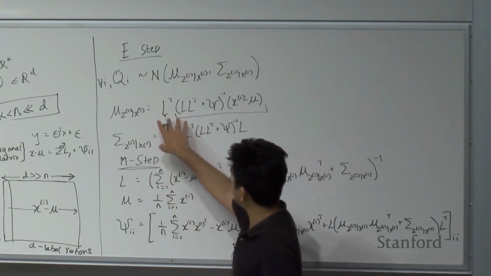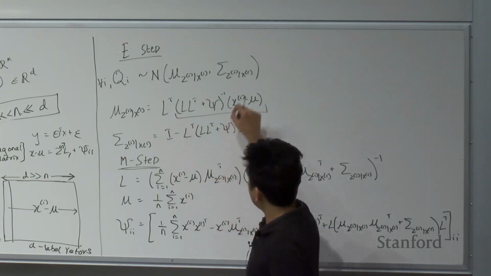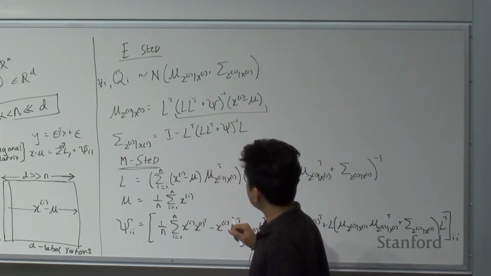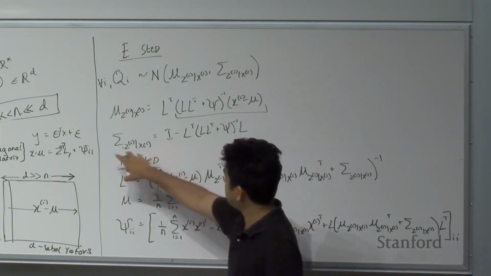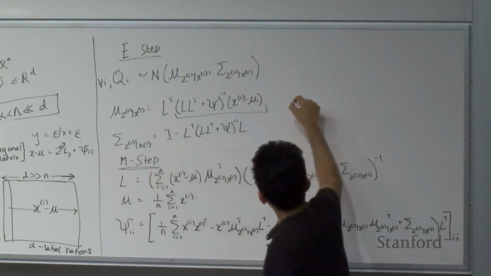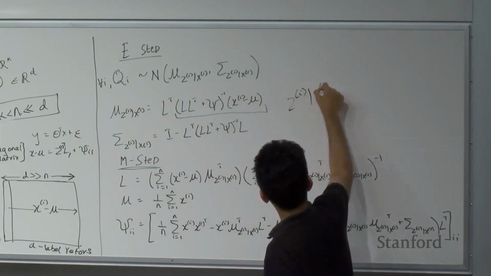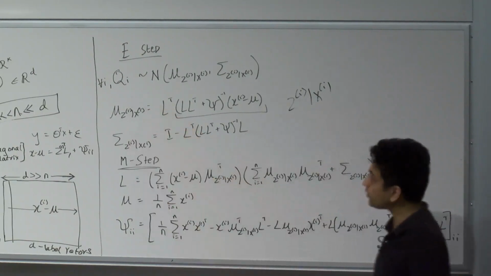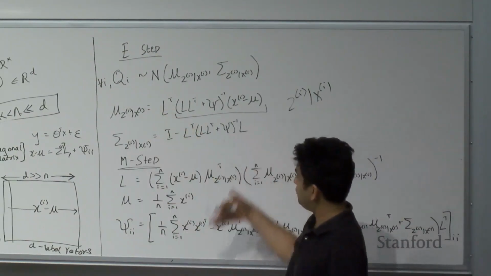So this is just like transforming in the case of multivariate Gaussians, and this is the Schur complement from which we get the covariance of z given x. So the goal here was we calculated z_i given x_i, and that's Q_i, right? And from this we come up with the M step.